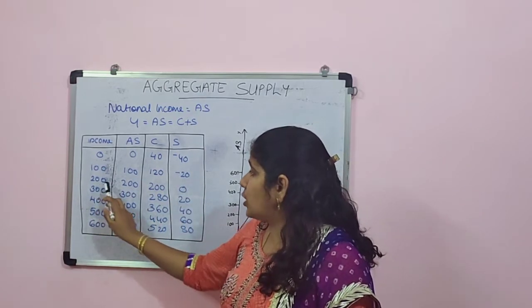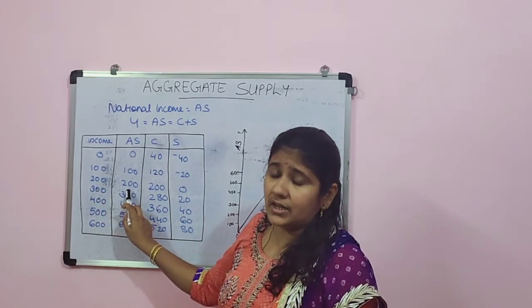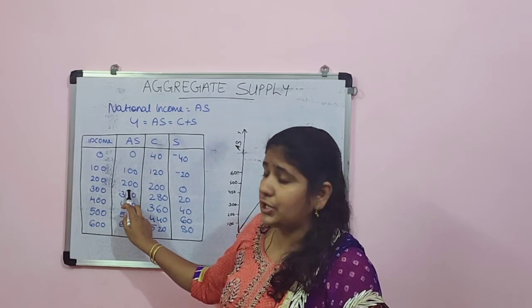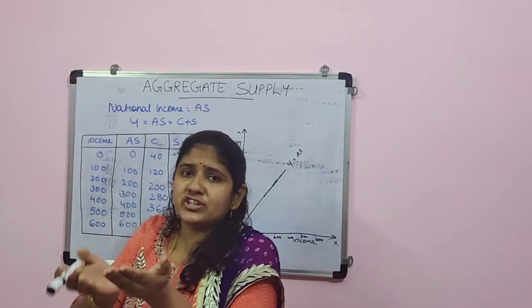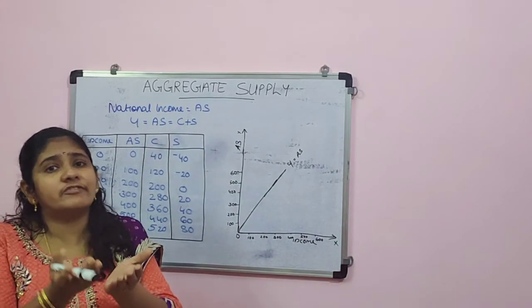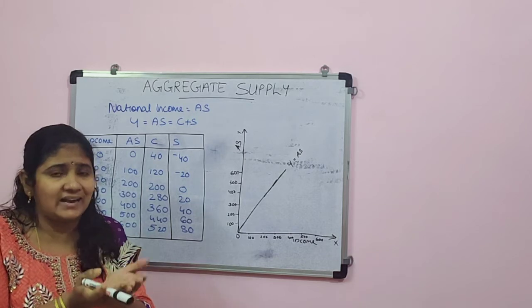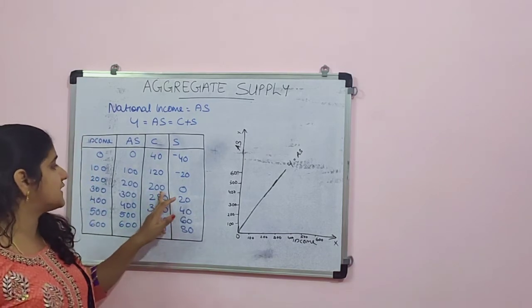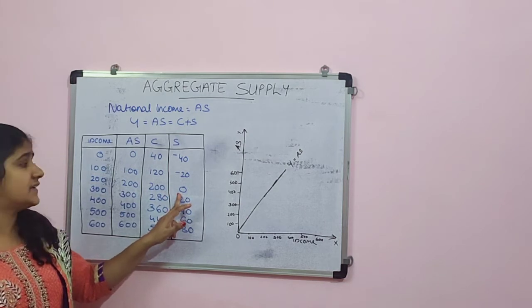Then when it is 200 income, the aggregate supply is also equal to 200. Here consumption means actually we have reached a stage where the amount of the income and the consumption are somewhat balanced. So here it is equal to 200 and the saving is 0.